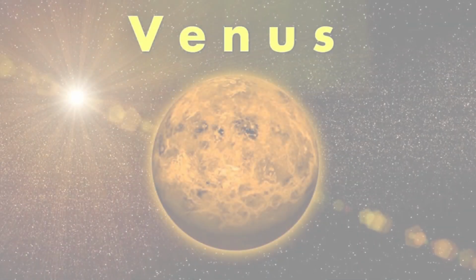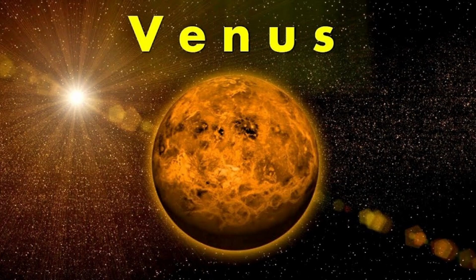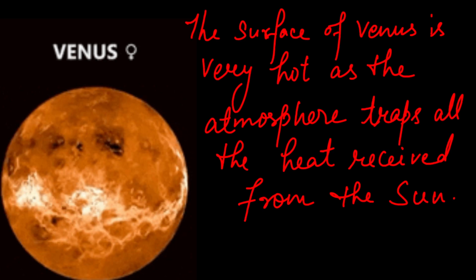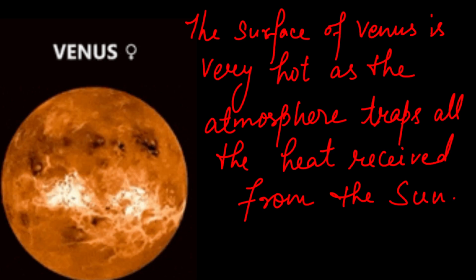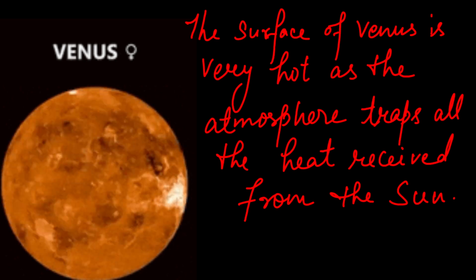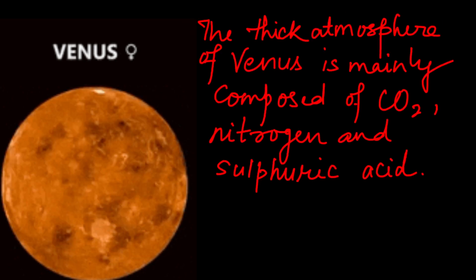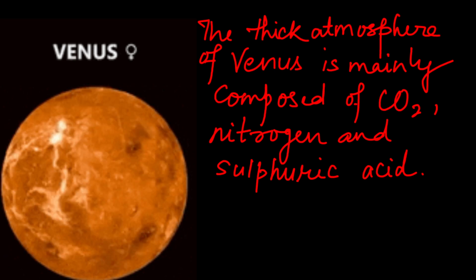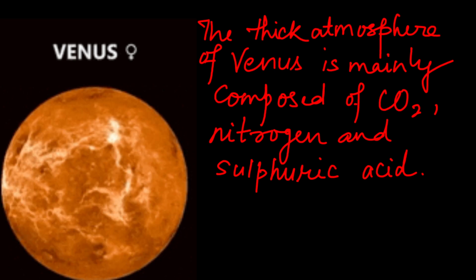The next one is Venus. Venus is the next closest planet to the sun and is also closest to Earth. Venus has a toxic atmosphere. The surface is very hot as the atmosphere traps all the heat received from the sun. The thick atmosphere of Venus is mainly composed of carbon dioxide, nitrogen and clouds made up of sulfuric acid.